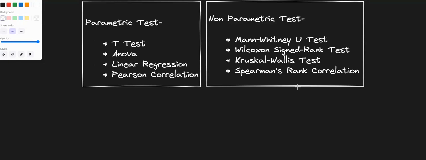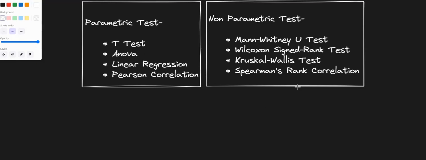Parametric tests are statistical tests that make specific assumptions about the parameters of the sample population, the sample of jelly beans which we have taken. They assume that the sample we have taken follows a normal distribution. The data we have should be normally distributed.